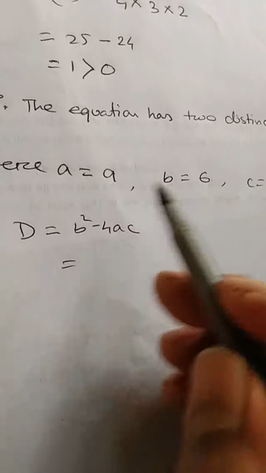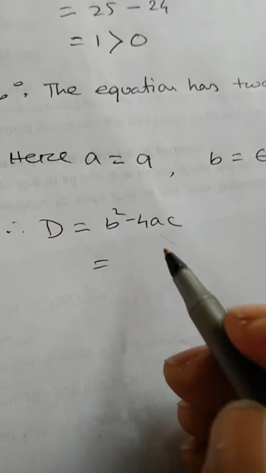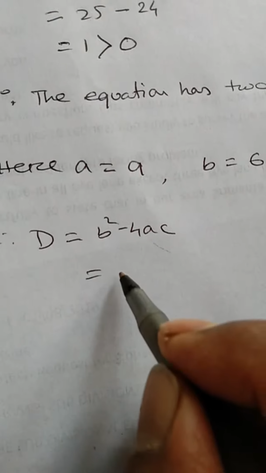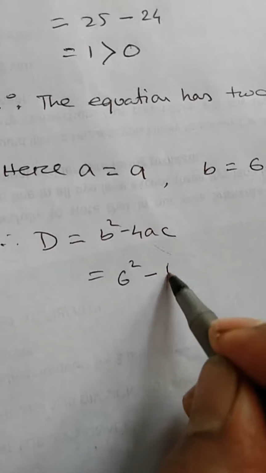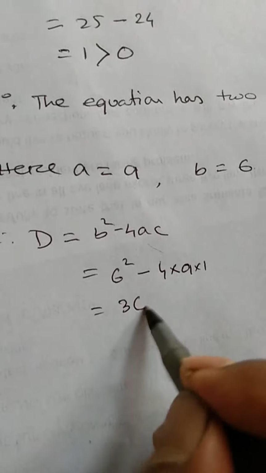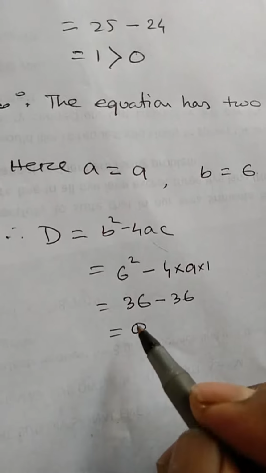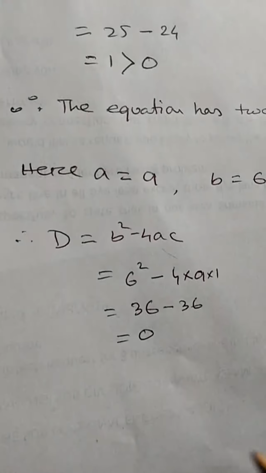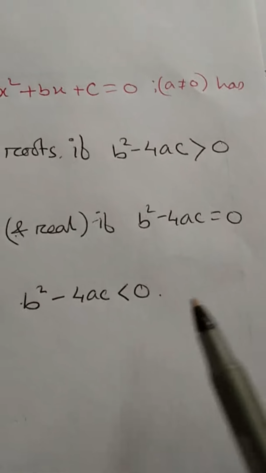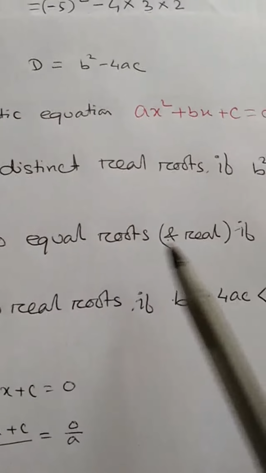So we have to write that. So a, b, c we have written. Then discriminant D equal to b square minus 4ac, that is equals to 6 square minus 4 into 9 into 1. So 36 minus 36, which is 0. So if discriminant is 0, then we have two equal and real roots.